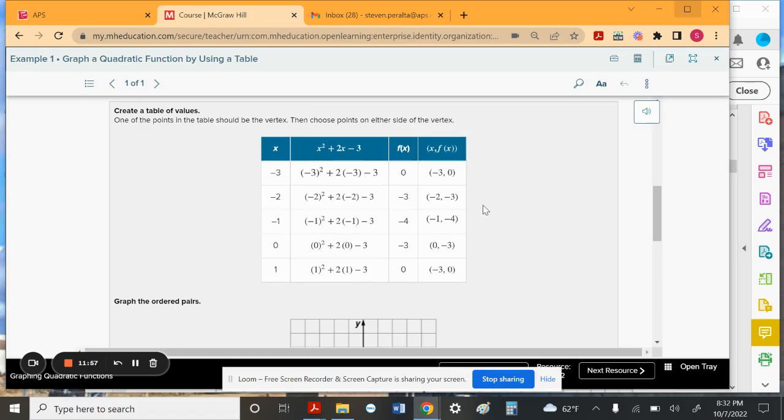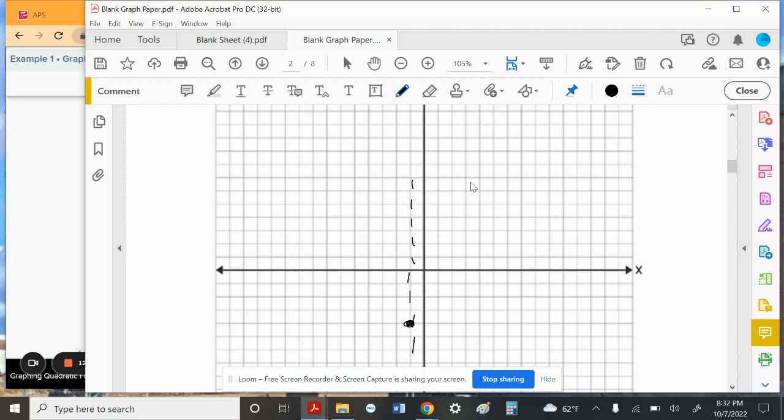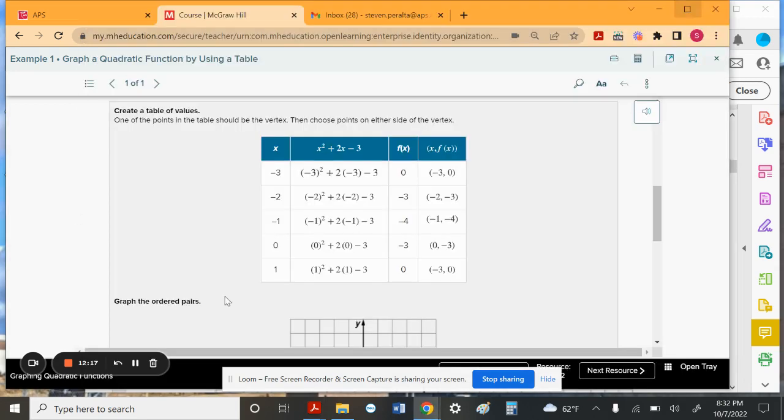So I'm going to pick points on both sides of this -1. So I'm going to pick 0. So if I plug in 0, it's -3. That's really easy. So 0, -3. Remember that the axis of symmetry acts like a mirror. So I know on the other side it has to look like that. We're then going to pick value of 1. So 1 squared is 1, plus 2 times 1 is 2. 1 plus 2 is 3. 3 minus 3 is 0.